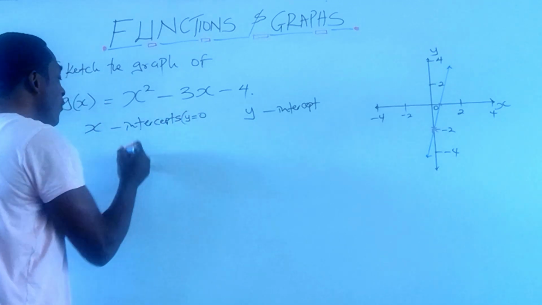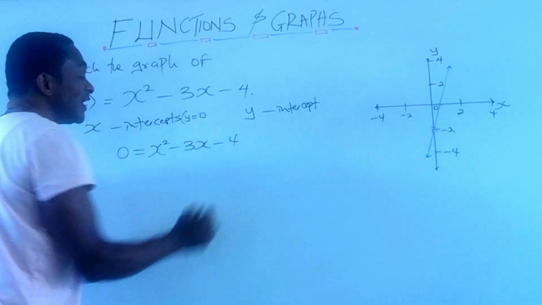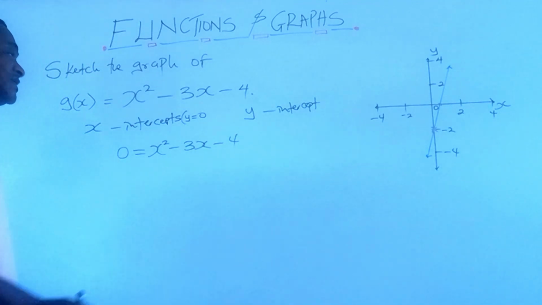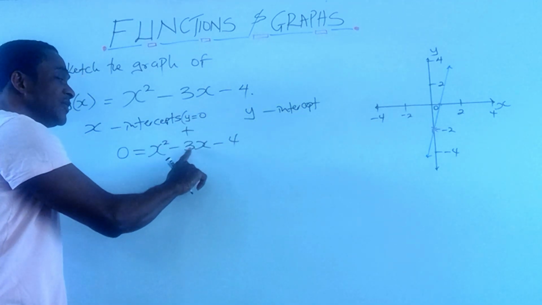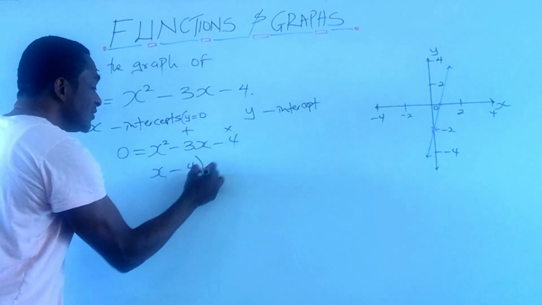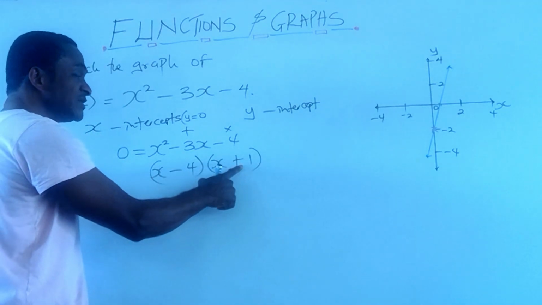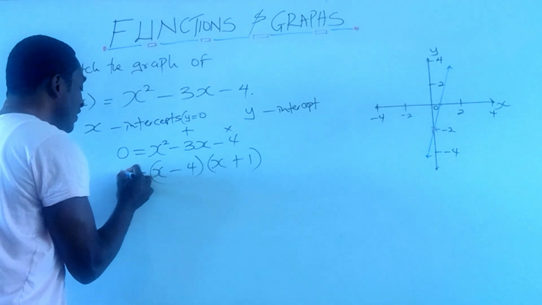The normal thing, make y 0 in the given equation and factorize. Factorization, remember: two values that you add to get this, multiply to get this. So our factors here are minus 4 and plus 1, which add to give us negative 3, and minus 4 times 1 will give us this. So these are our factors.